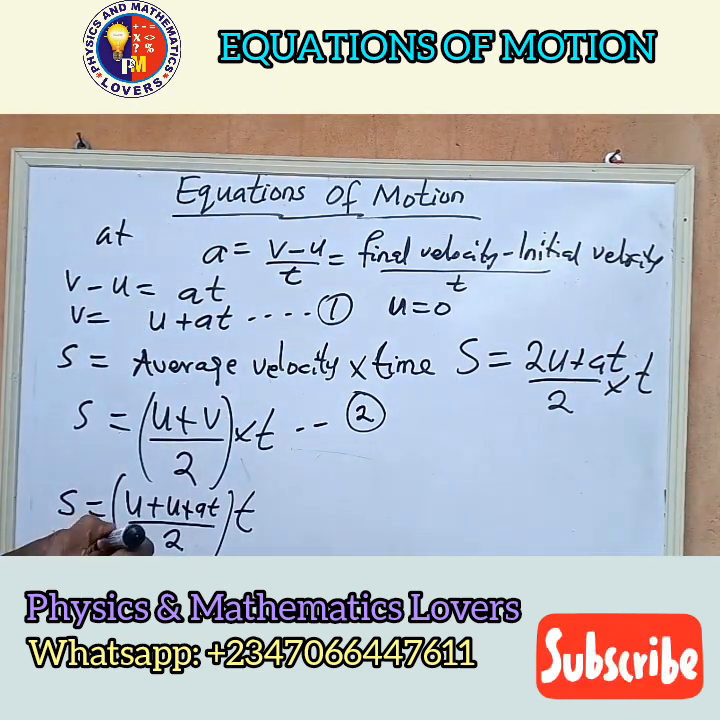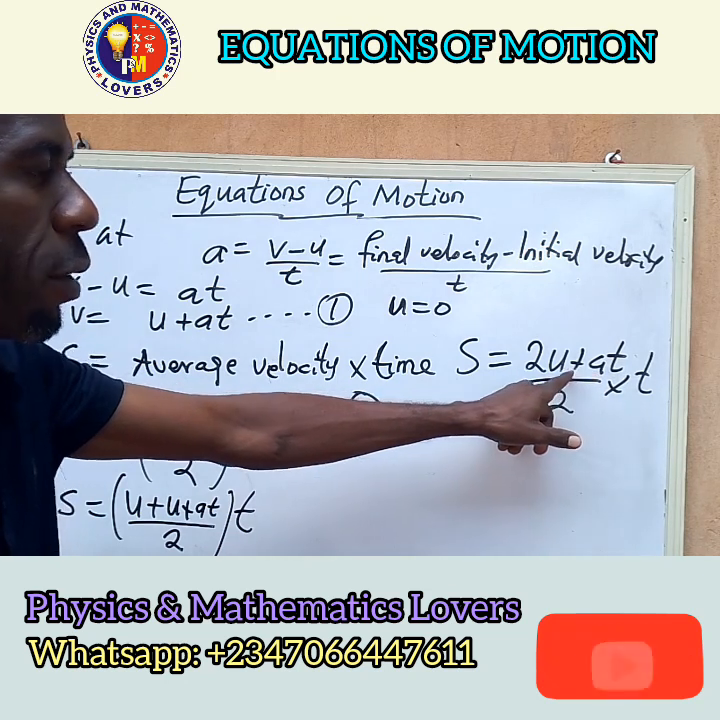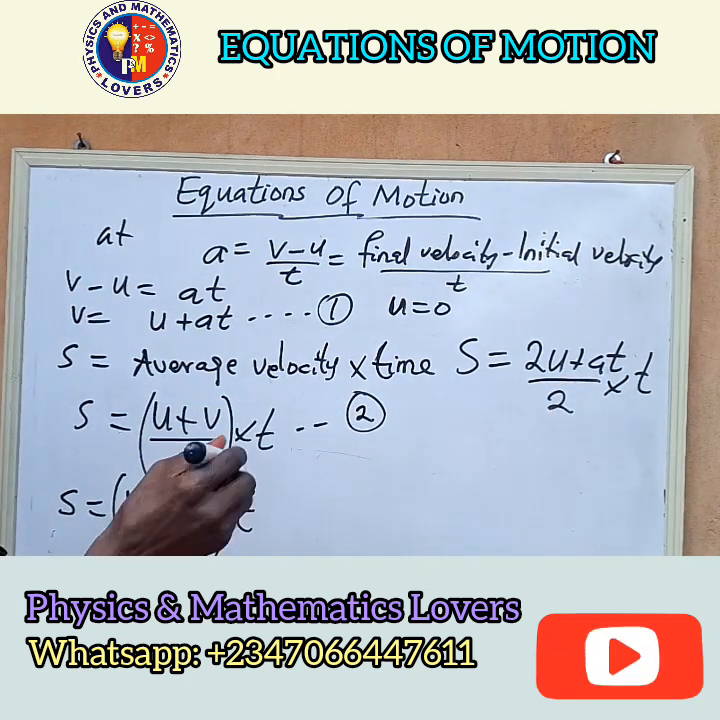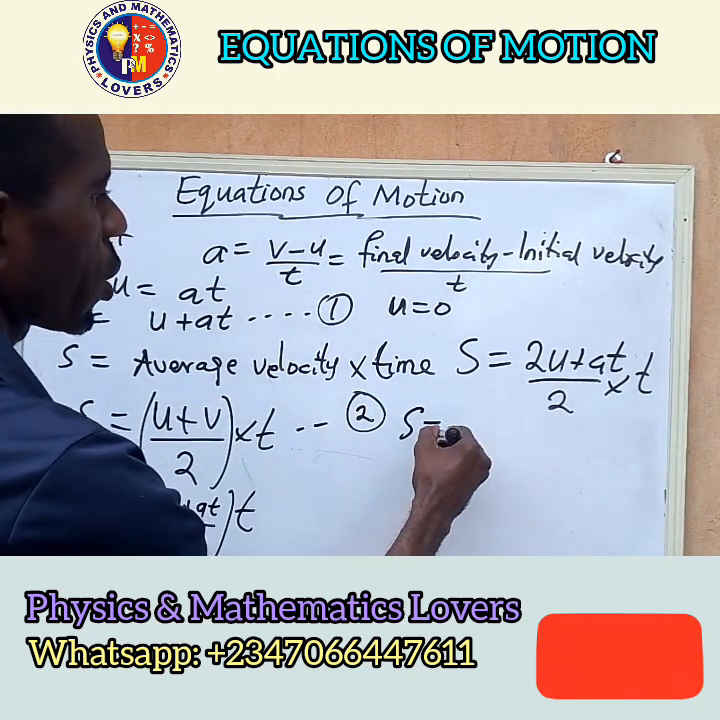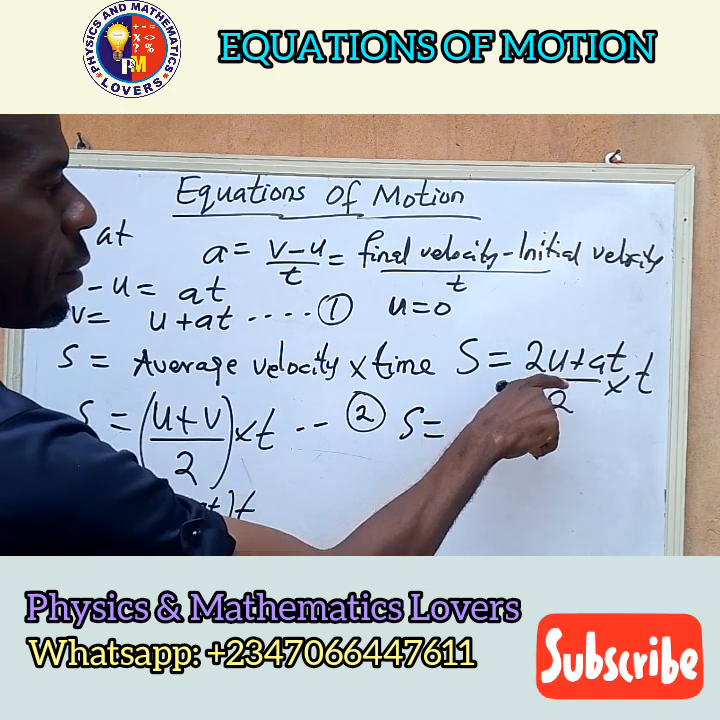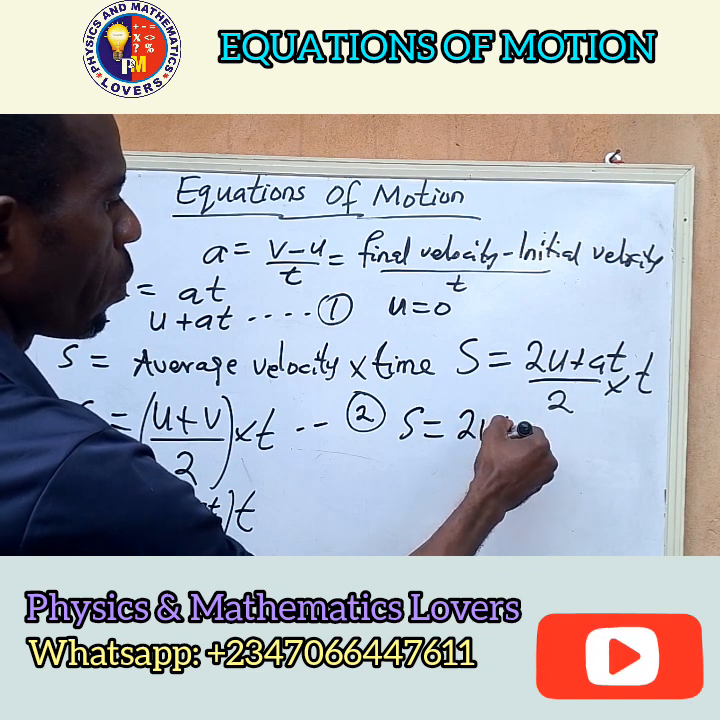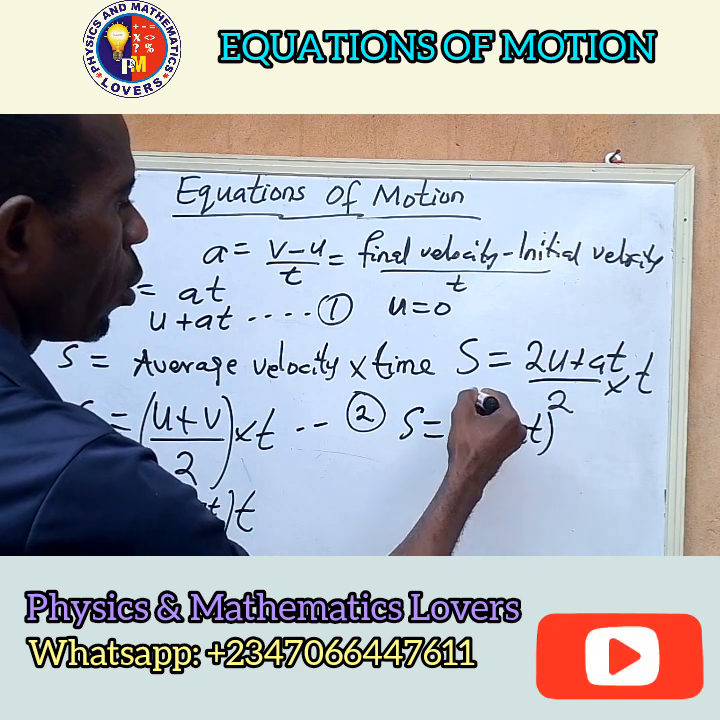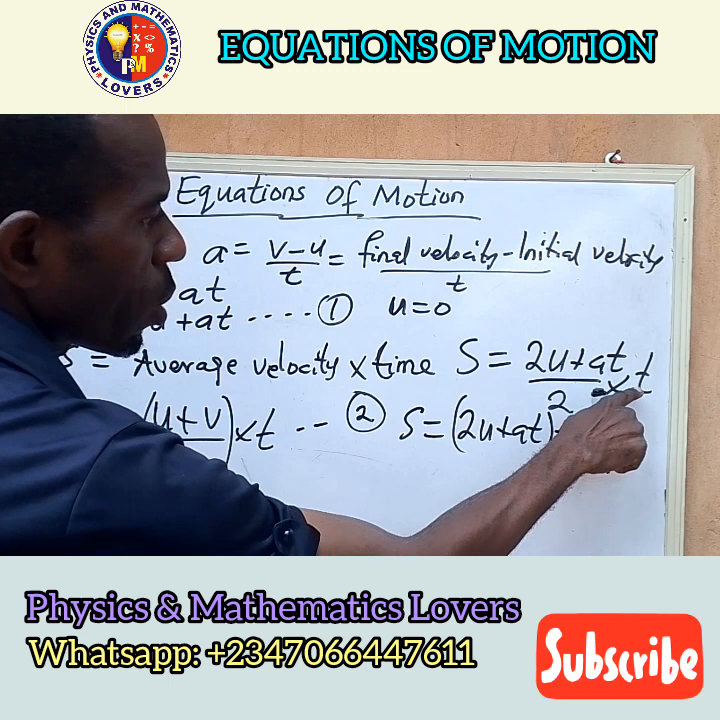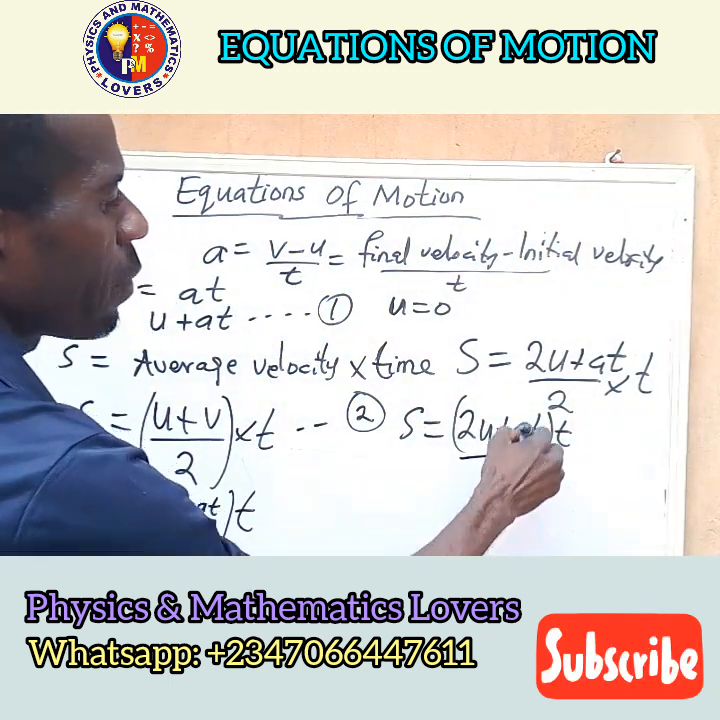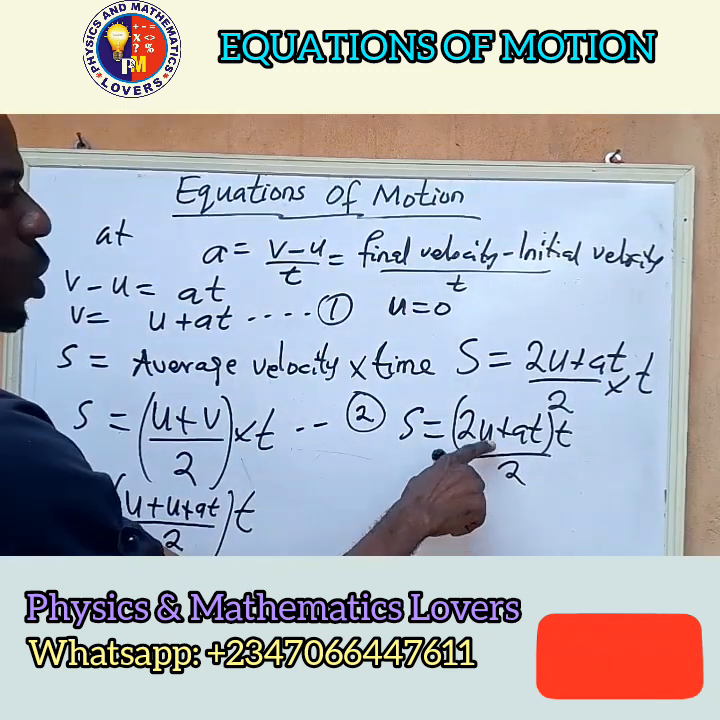Okay, so this t is multiplying everything. So s is equal to t multiplying everything. You're going to have (2u plus at) all over 2, times this t. Everything is divided by 2. The 2 is distributed to all of them.